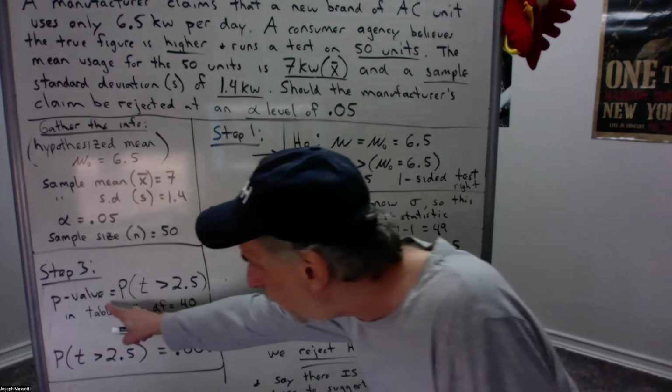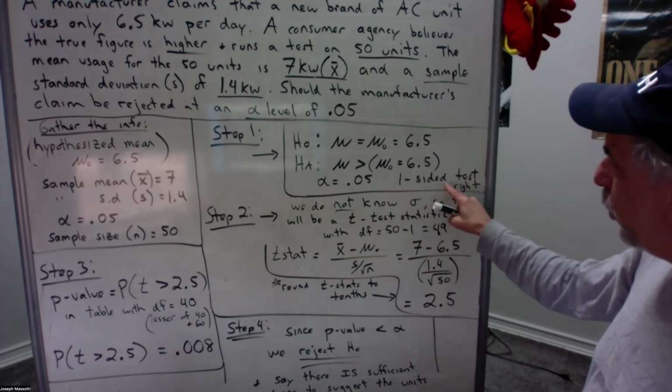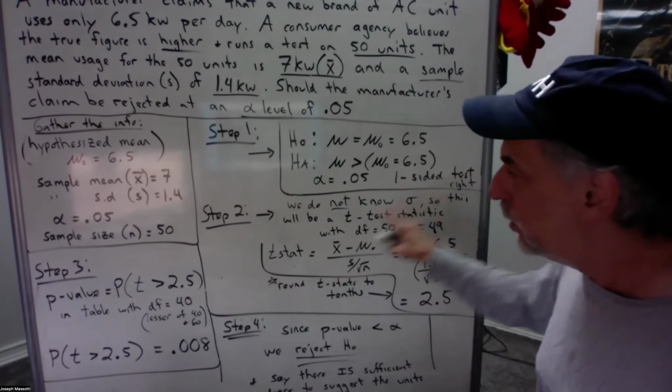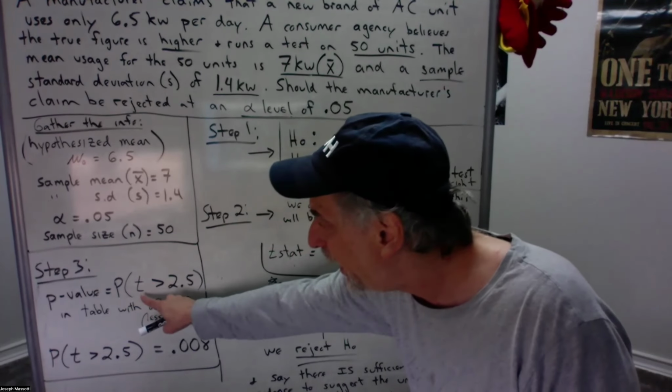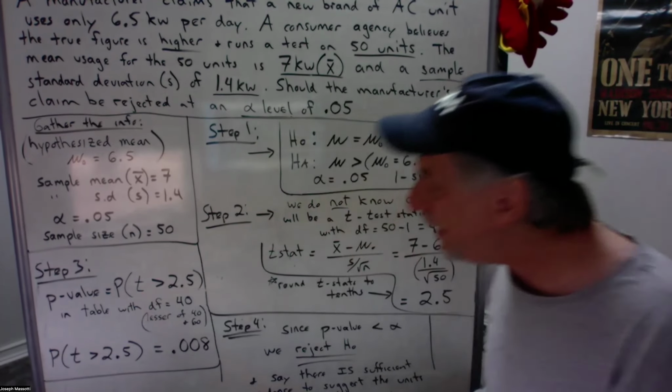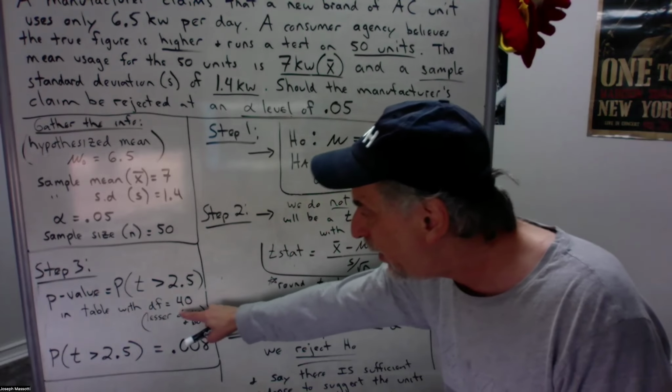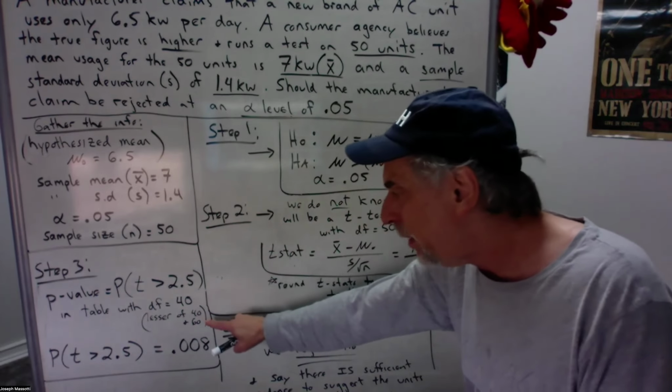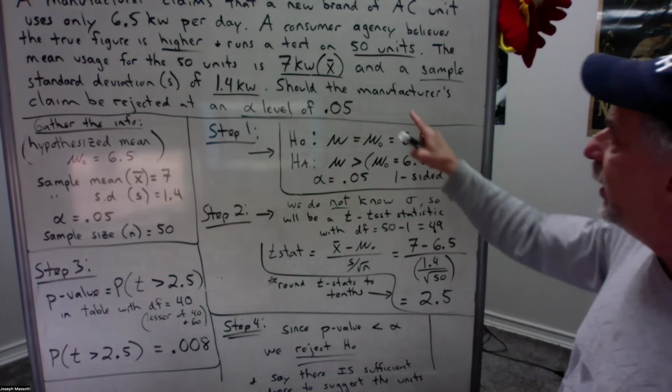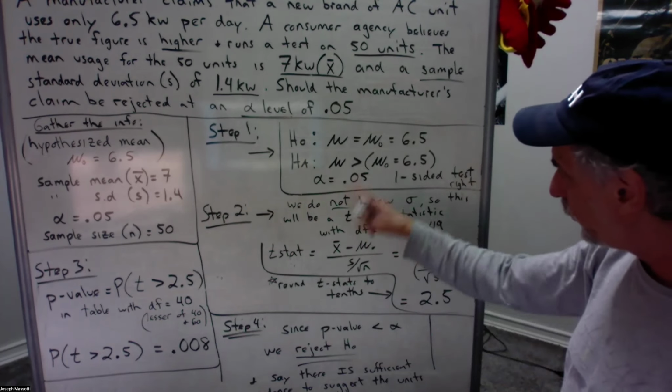So we find the p-value. In this case, again, one-sided to the right. So we're looking for the probability of finding a t in a t-distribution with degrees of freedom, we're going to use 40. Remember, we said our degrees of freedom was 49.